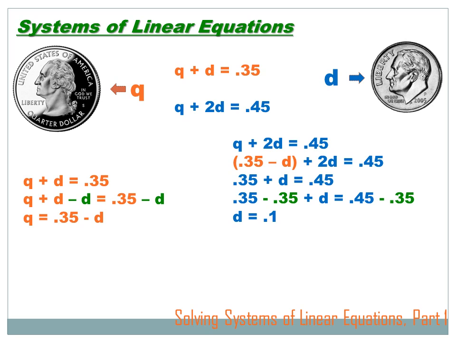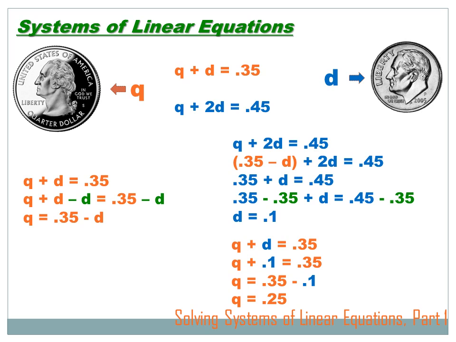Well, then the mathematician earthling says, all right, you're pretty smart. Tell me what the q is worth. Could he do that? Sure he could. He goes up to the first equation, which is q plus d equals 0.35, and he writes that down. Q plus d equals 0.35. But he knows that d equals 0.1, so he substitutes 0.1 for d. Now he's got q plus 0.1 equals 0.35.